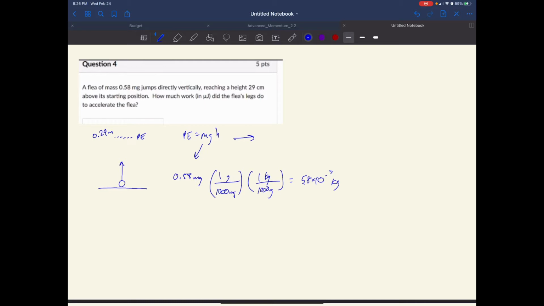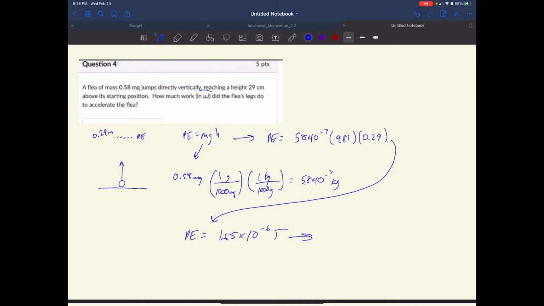So the way this works, again, is that the potential energy at the top of the jump is now 5.8 times 10 to the negative 7th times 9.81 meters per second squared. I always leave the units out when I do calculations because it just clutters up my equation. The height here is 0.29 meters. And if you plug all that in, let me just bring it down here, you're going to get that the PE is equal to 1.65 times 10 to the negative 6 joules.